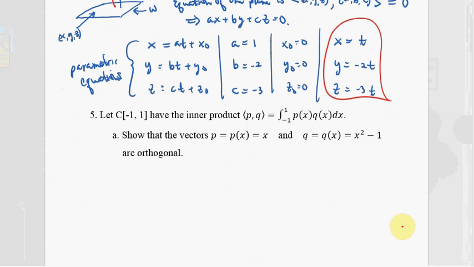Capital C is continuous, the space of all continuous functions on the closed interval from negative 1 to 1. The bracket denotes closedness. If it was parentheses, it would mean open. So it's the space of all continuous functions. That's a pretty big space, right? The space of all continuous functions on the set of all reals.